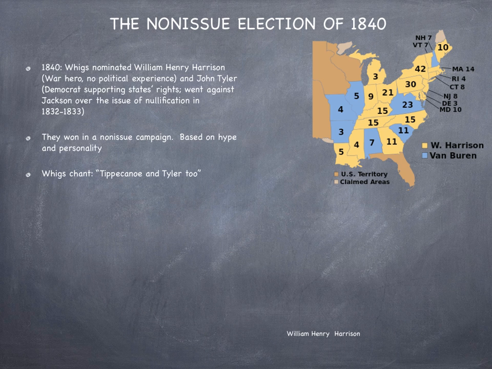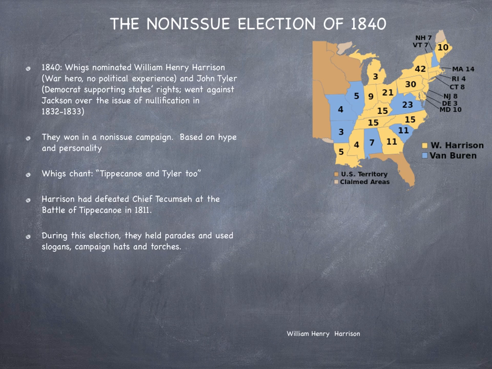The Whigs' chant during this election was Tippecanoe and Tyler too, because Harrison had defeated Chief Tecumseh at the Battle of Tippecanoe in 1811. During this election, they held parades and used slogans. They had campaign hats and torches. This is very reminiscent of some political campaigns to come. And Van Buren could not overcome the effects of the Panic of 1837.